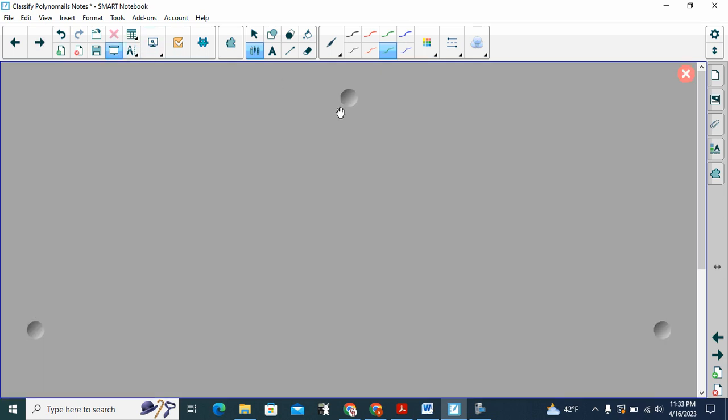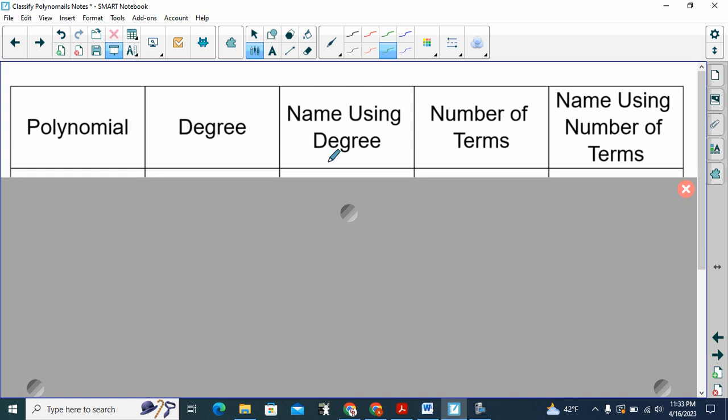All right, so in your notes, I want you to make the following chart. We're going to have a total of 5 columns. Label your first column polynomial. A polynomial is going to be given. We are going to state the degree of that polynomial and give it a name based on the degree. We are going to state how many terms the polynomial has and give it a name based on the number of terms.